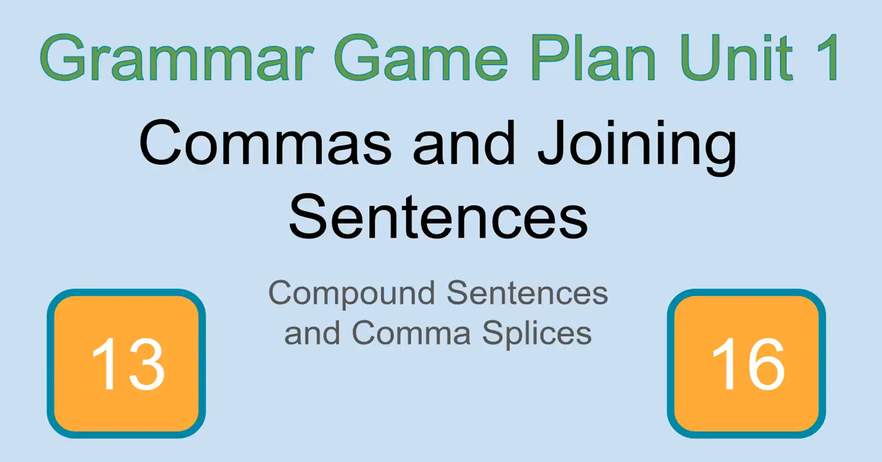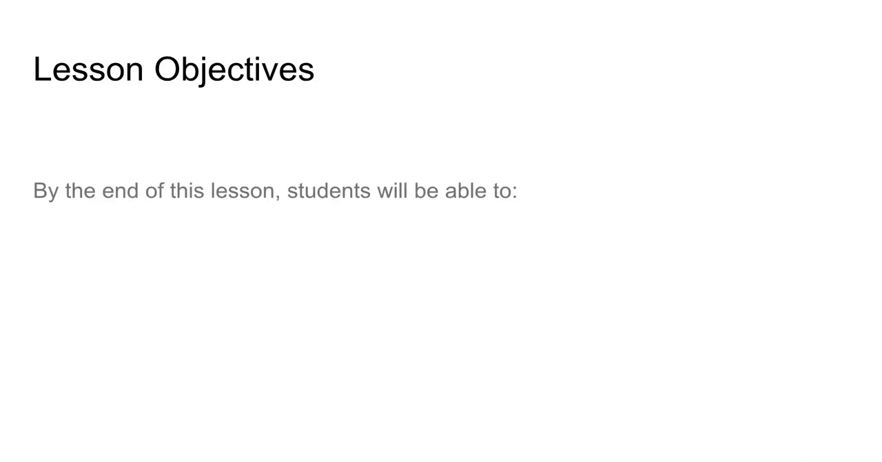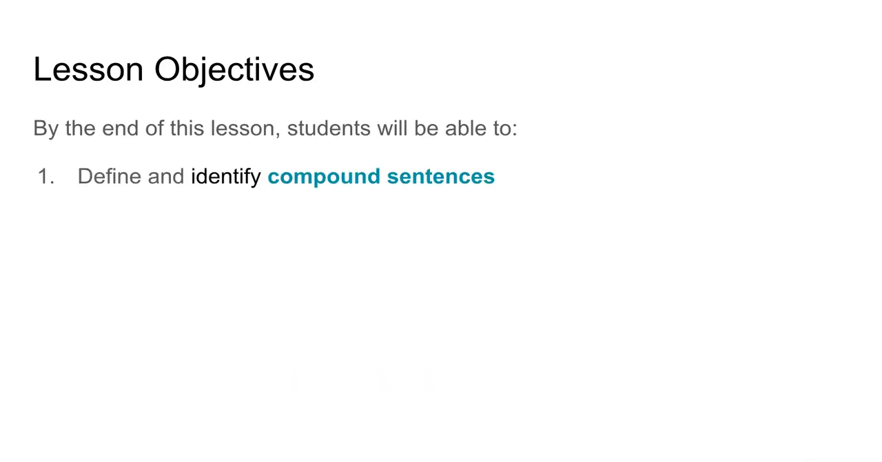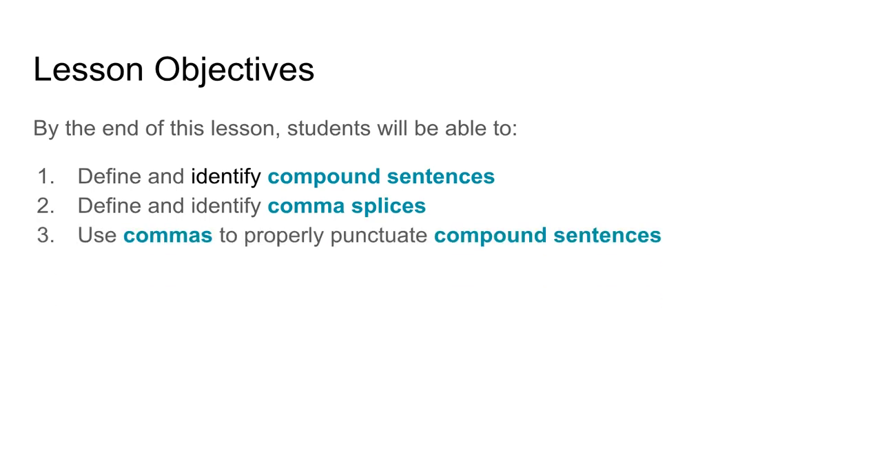This lesson is continuing our comma focus in our Grammar Game Plan unit. This time we're looking at how commas join sentences and focusing on Grammar Game Plan errors 13 and 16 with compound sentences and comma splices. By the end of the lesson, you will be able to define and identify compound sentences, define and identify comma splices, and use commas to properly punctuate compound sentences.